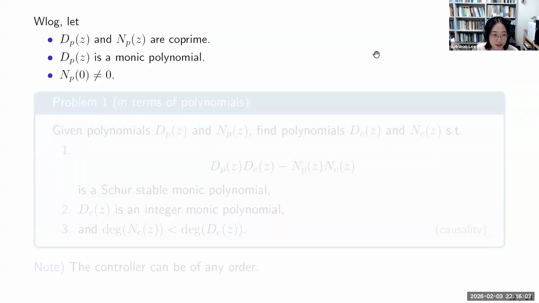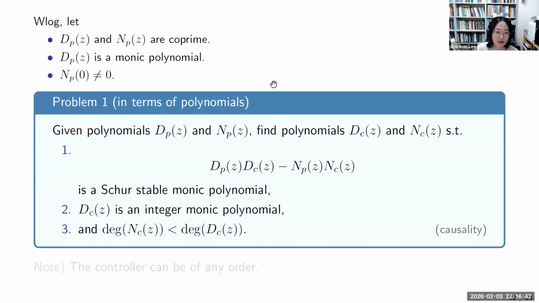Without loss of generality, let the denominator and the numerator of the plant transfer function be relatively coprime, and also DP is a monic polynomial. We also let NP have a non-zero constant term, and otherwise, we can slightly modify our solution and still have the stabilizing integer coefficient controller. So this is just for simplicity.